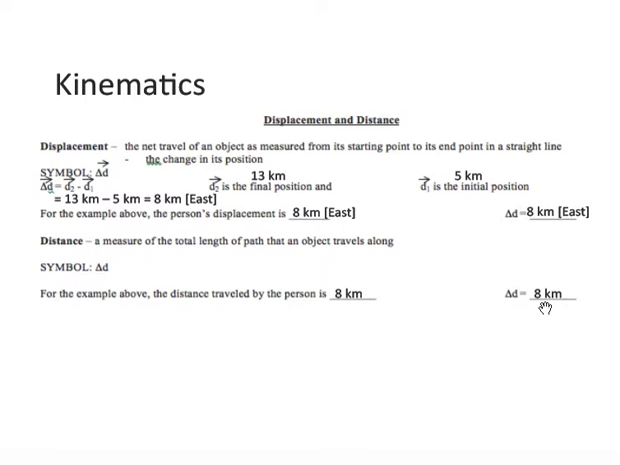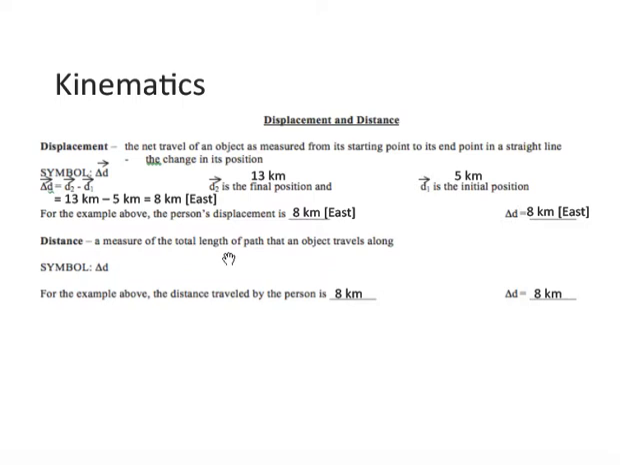So the only time that distance and displacement will be exactly the same is when the person, or the object, is traveling in a straight line. The moment the person deviates from traveling in a straight line in one direction, that's the moment displacement and distance will be different. So keep that in mind. Displacement is the change in an object's position. If an object's position doesn't change, its displacement is 0.